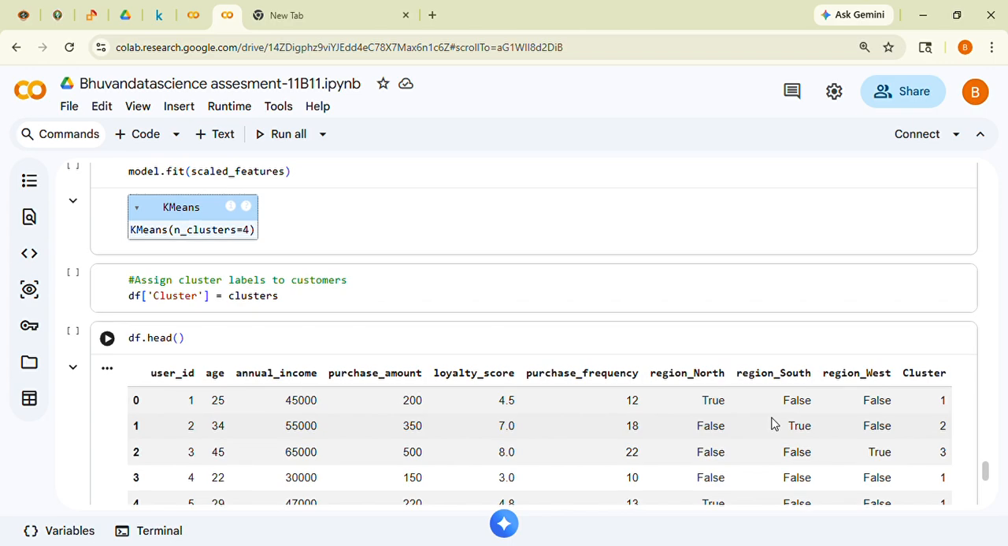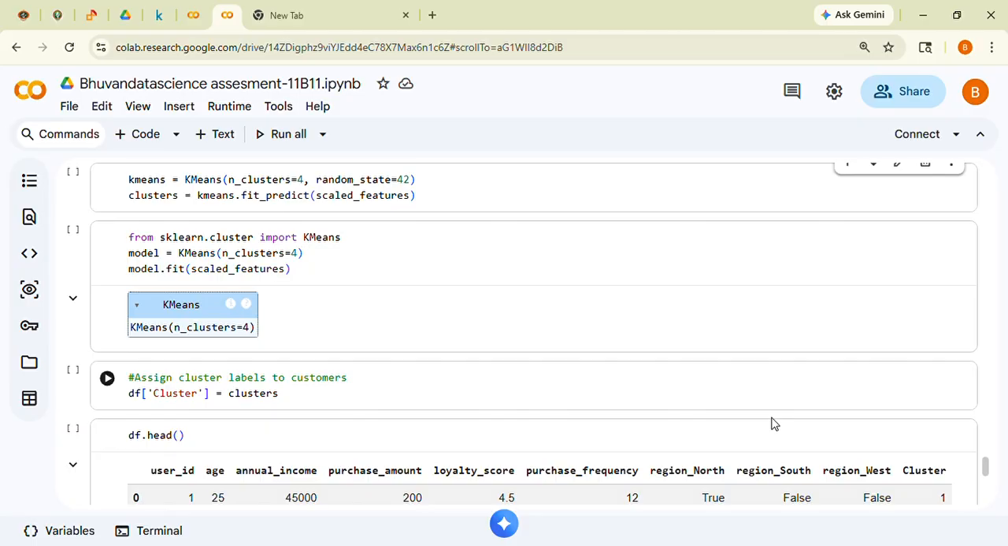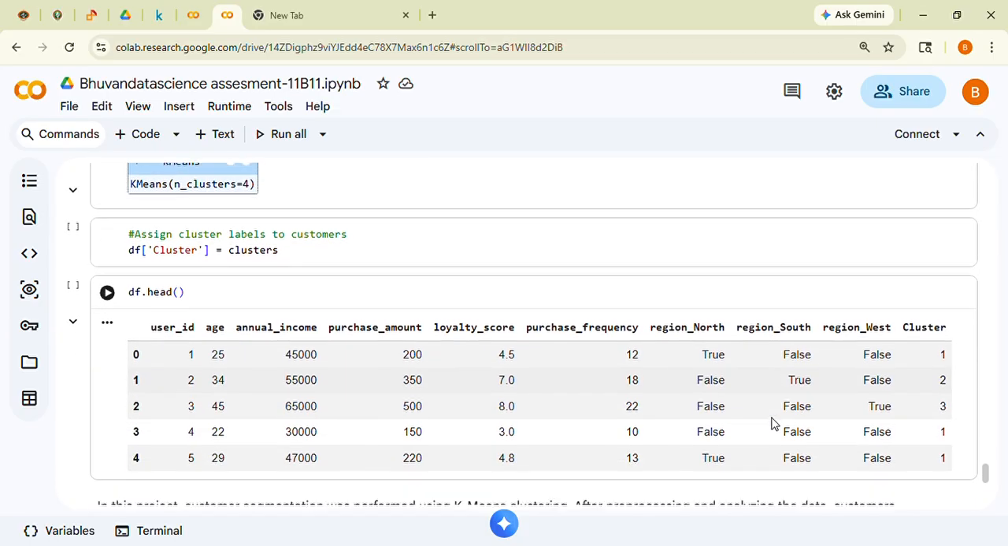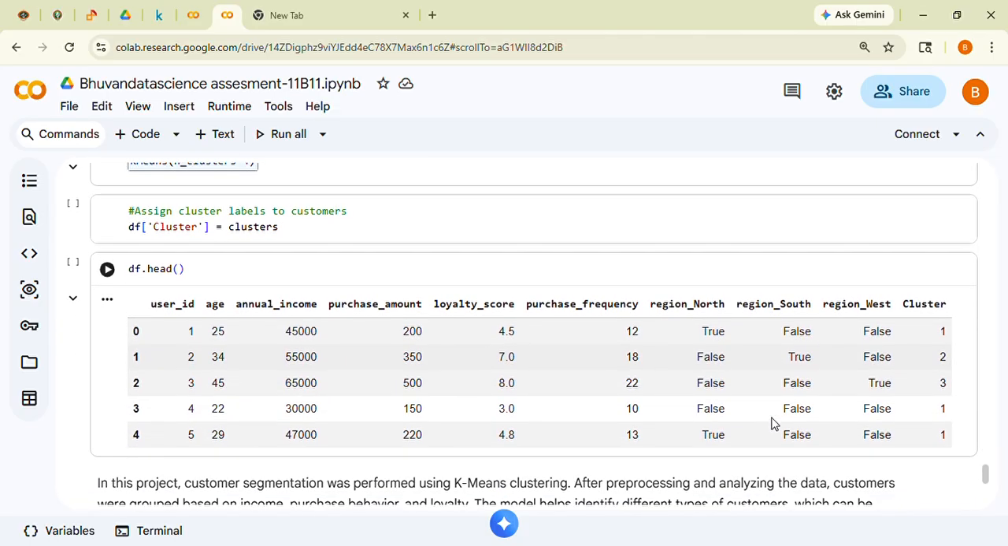Next, for example, in real world application, companies can give special offers to high value customers. They can try to improve engagement of low value customers and design targeted marketing strategies. And so overall, this project shows how machine learning can be used to understand customer behavior and group them into meaningful segments. This helps business take better decisions and improve their performance.